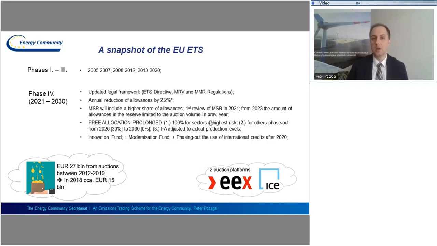The MSR, which you see on the slide, stands for Market Stability Reserve. This is an important tool which started to operate in 2019, and the legislators introduced this in order to tackle one of the main challenges of the EU ETS, and that is the oversupply of allowances. I'll come back to that in a second when we talk about the prices.